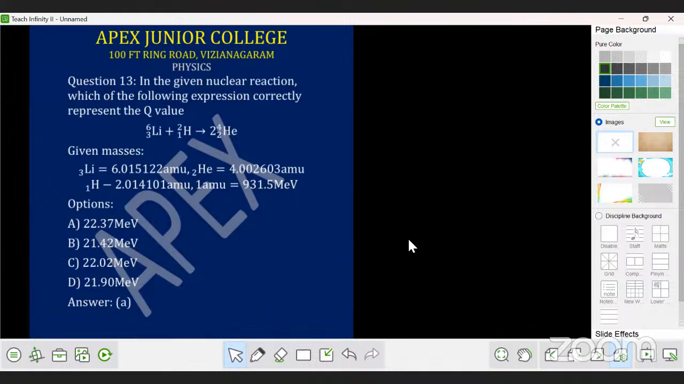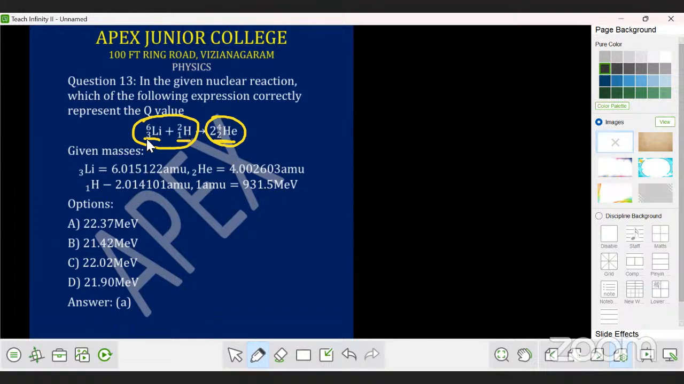Question number 13. In the given nuclear reaction, which of the following expression correctly represent the Q value? What is the equation given here? Lithium and hydrogen. Both are combined and 2 helium nuclei are released here. Q value means the total energy of these particular elements and the total energy of this particular result. The difference between these two is nothing but Q value.